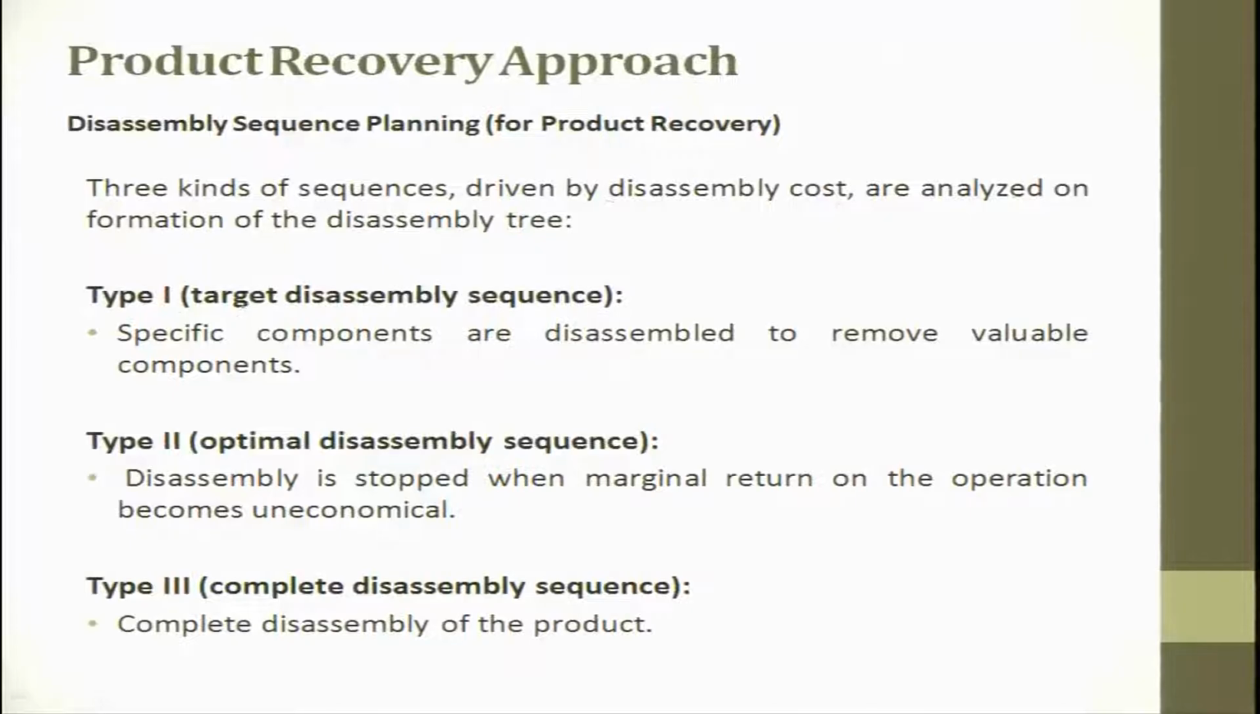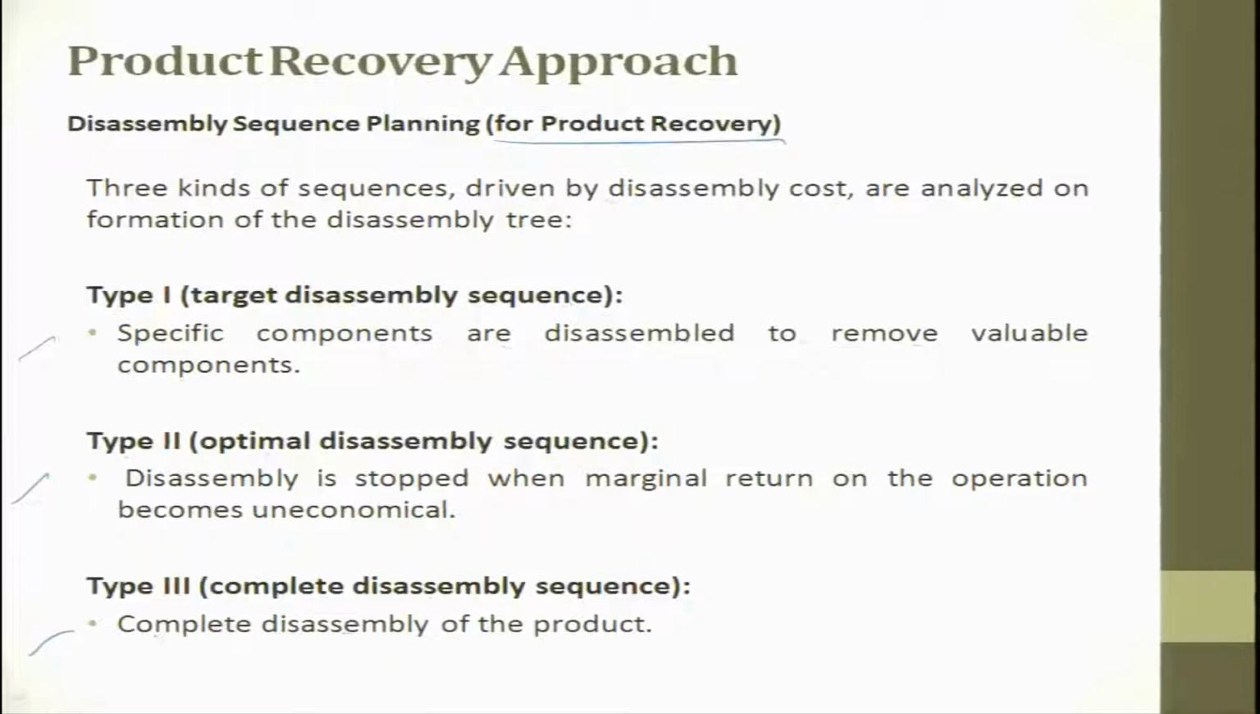Here, type 1 is the target disassembly sequence: the special components are disassembled to remove valuable components. Type 2 is the optimal disassembly sequence: disassembly is stopped when the marginal return on the operation becomes uneconomical. Type 3 is the complete disassembly sequence, the complete disassembly of the product. So these are the three kinds of types involved in product recovery.